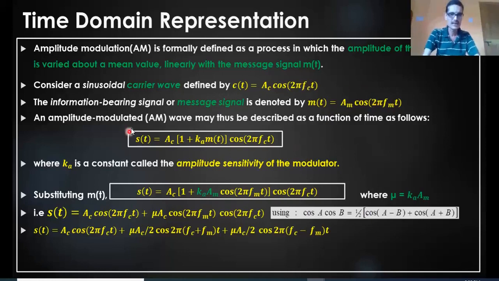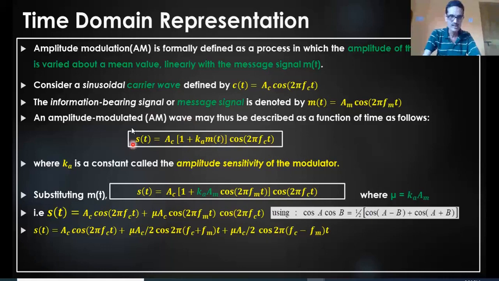Now we'll start by assuming that I have a standard AM equation. An amplitude modulated signal represented in the time domain is given by Ac into 1 plus Ka m of t cos 2 pi fc t, where this Ka is nothing but the amplitude sensitivity parameter of AM, multiplied by the message signal.